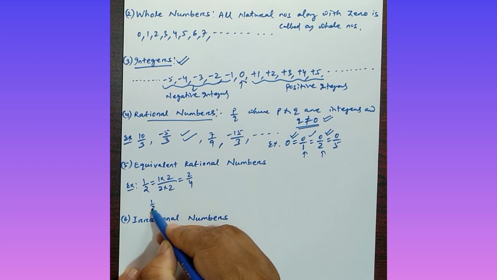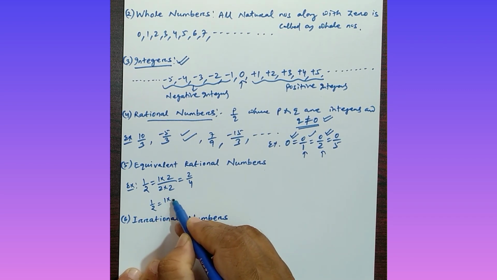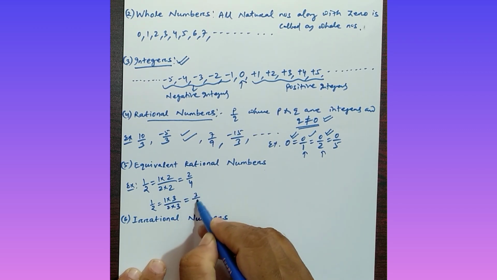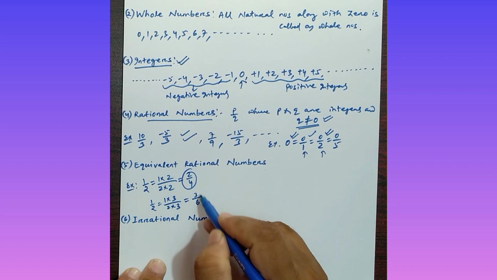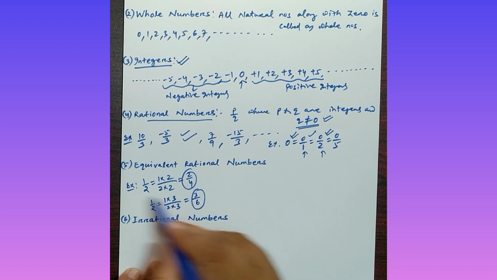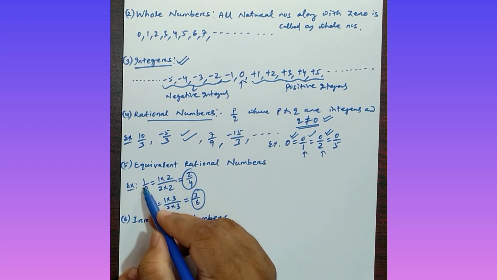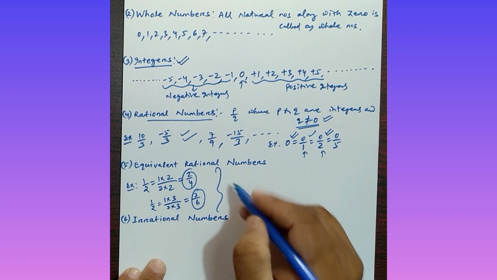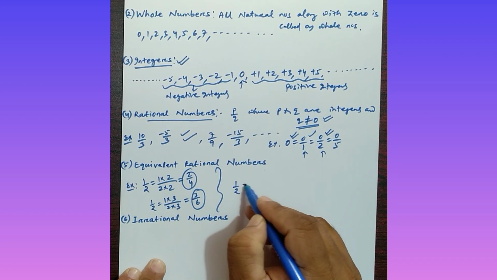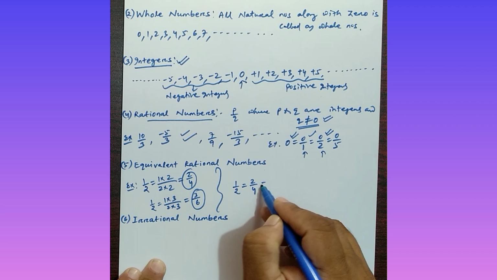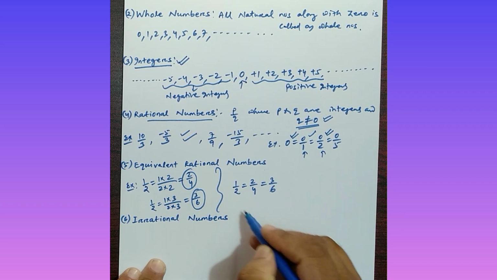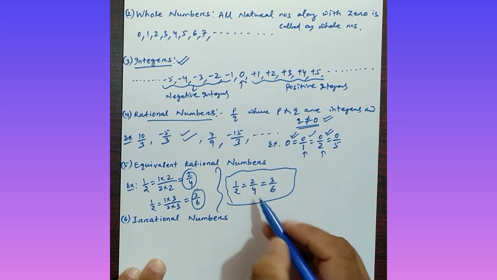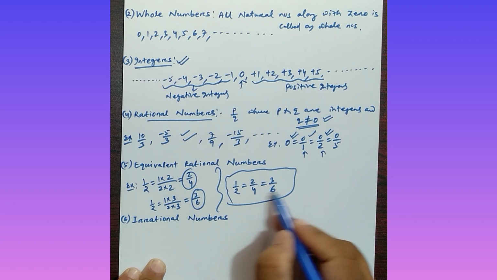Similarly, you can also write 1 by 2, multiplying 3 over here and multiplying 3 over here. So that is 3 by 6. So 2 by 4 and 3 by 6 are the equivalent rational numbers of 1 by 2. That means you can write 1 by 2 is equal to 2 by 4 is equal to 3 by 6. Okay? So it indicates that 2 by 4 and 3 by 6 are rational numbers.